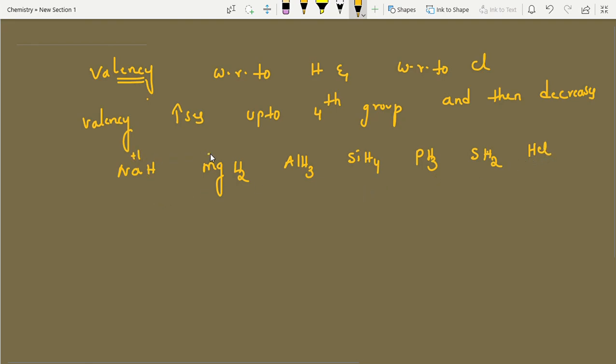+1 oxidation state, this is +2, this is +3, this is +4, this is +3 again, this is +2. And students, what about this one? This is +1, right? So first up to here, up to the fourth group, increasing, and then here decreasing. You can expect a question like this.